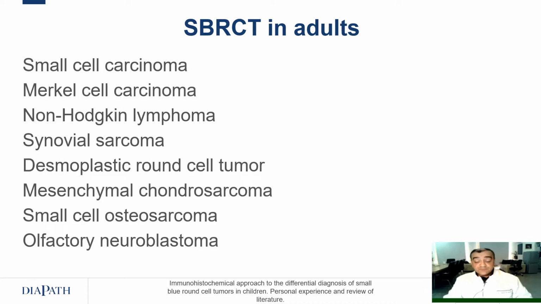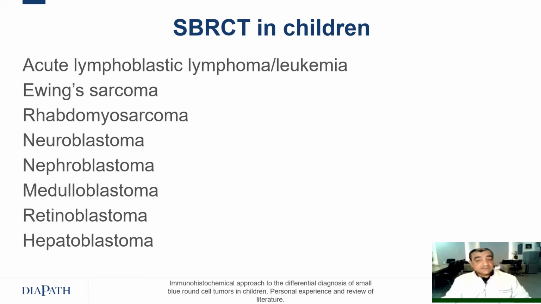As I mentioned, these tumors can arise at any age. So we distinguish also another 8 entities that are more or less characteristic for adults and young adults. Those are small cell carcinoma, Merkel cell carcinoma, non-Hodgkin lymphoma, synovial sarcoma, desmoplastic round cell tumor, mesenchymal chondrosarcoma, small cell osteosarcoma, and olfactory neuroblastoma. Today we are going to discuss the group of small blue round cell tumors that are characteristic in children.